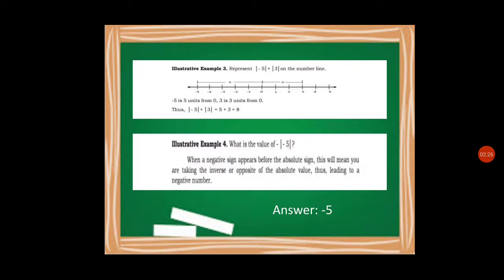Next, number 4. What is the value of the negative of the absolute value of negative 5? When a negative sign appears before the absolute value sign, this means you are taking the inverse or opposite of the absolute value, thus leading to a negative number. Therefore, the answer is negative 5. Because the absolute value of negative 5 would be positive 5, but since there is a negative sign outside the absolute value, the answer remains a negative number.